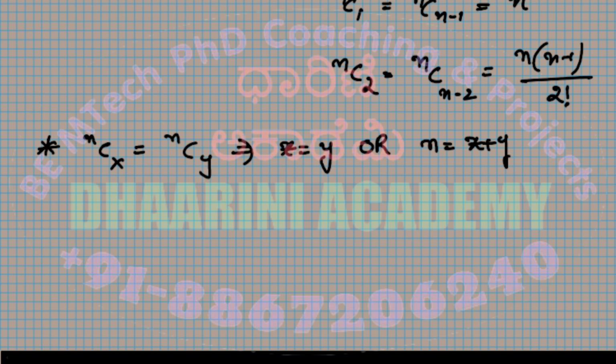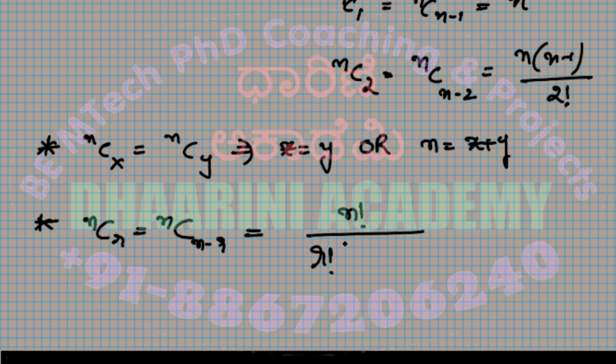Right. nCr is nC(n−r). I can also use this again and again in the problem. So nCr is equal to nC(n−r), so both are going to have the same notation. This is n factorial by r factorial into (n−r) factorial. Directly we can use it.